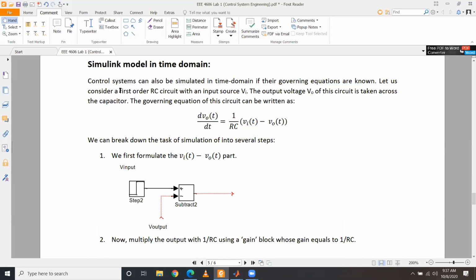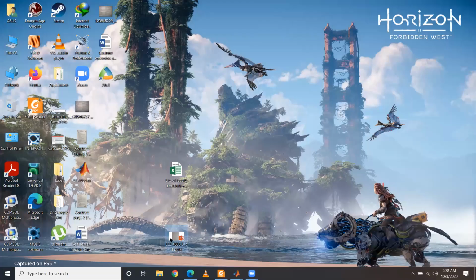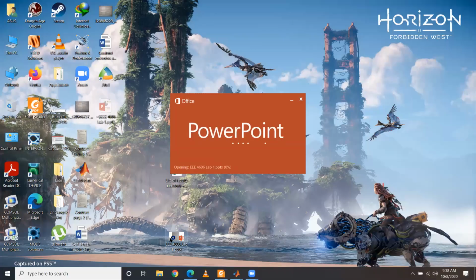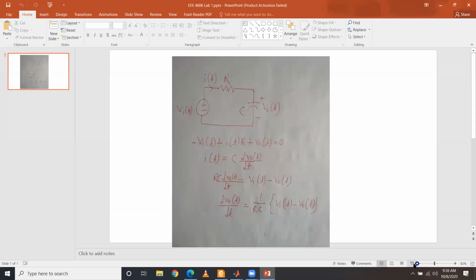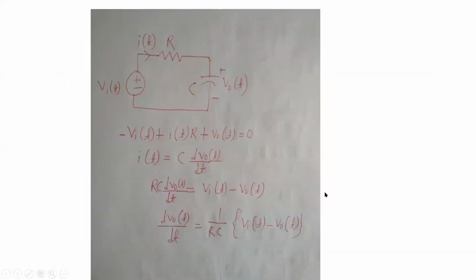Now let us see a first order RC circuit. So this is also a system. Any electrical circuit can be considered to be a system, isn't it? This example is a first order RC circuit with an input voltage source VI. Normally I would explain this using the board, but whatever. We have resistor R and capacitor C. Even though it's slightly blurry, is this photo clear to everyone? Yes, sir.